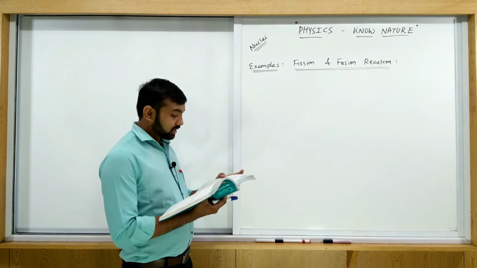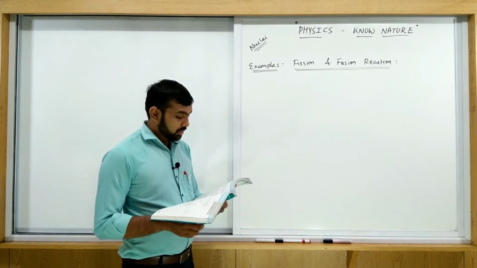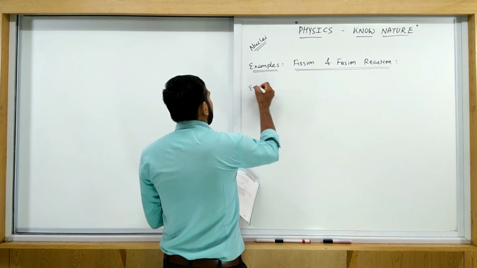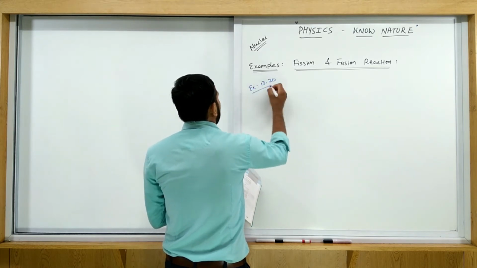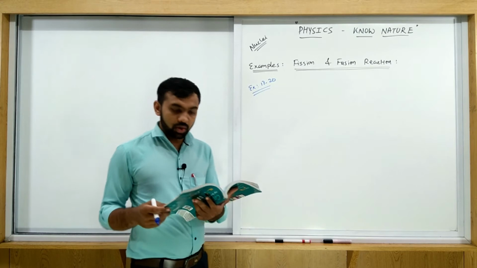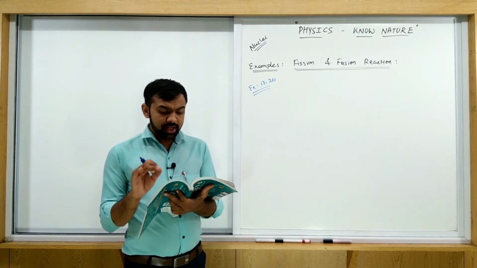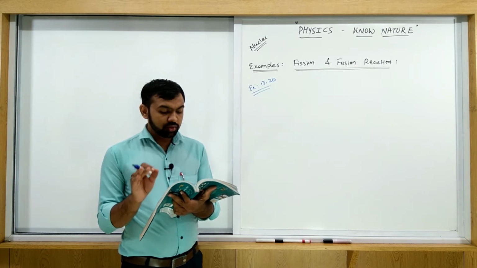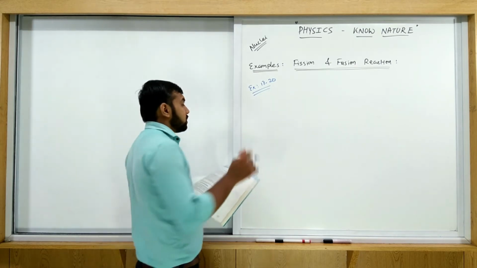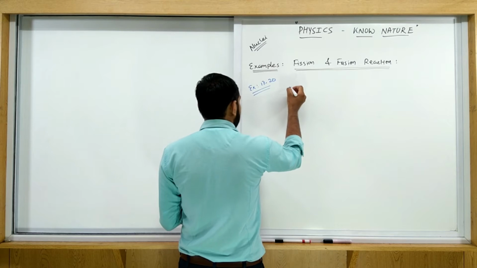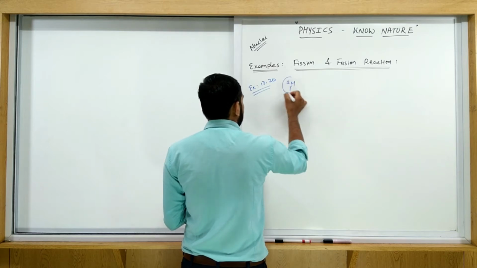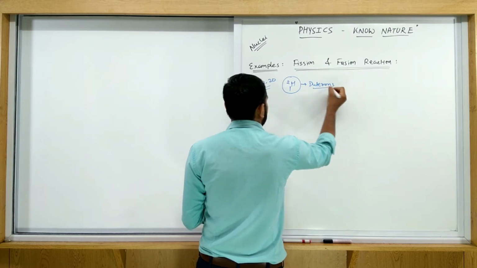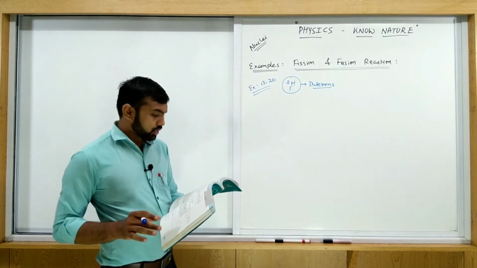Okay, let us discuss the next example. Example number 13.20. What is the problem? Calculate the height of the potential barrier for the head-on collision of 2 deuterons. So we have 2 deuterons, meaning 1H2.